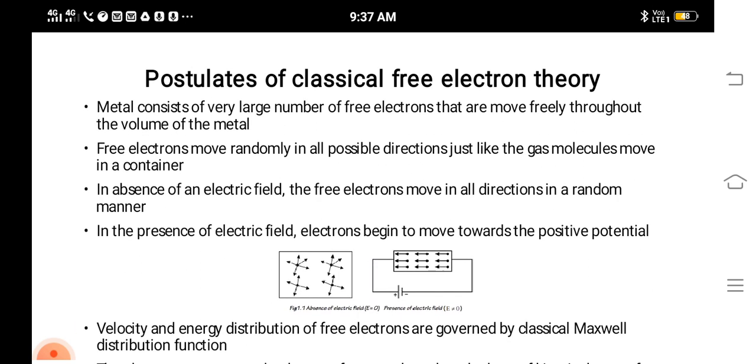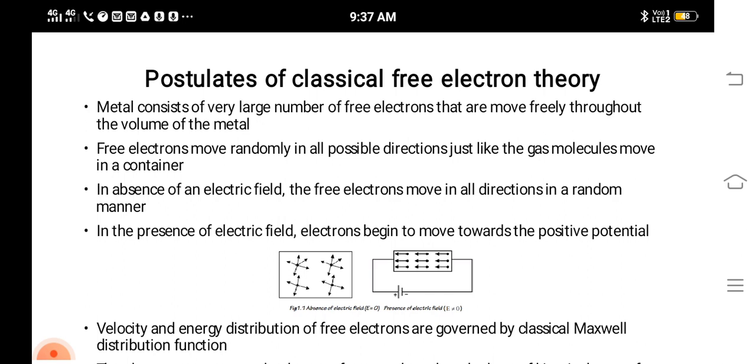Postulates of classical free electron theory. In this theory, a metal consists of a very large number of free electrons that move freely in the metal. Free electrons move randomly in all possible directions. In the absence of an electrical field, the electrons move in all directions in a random manner.